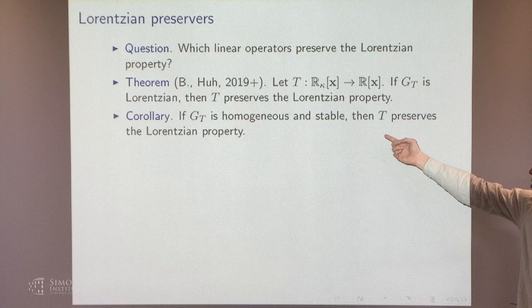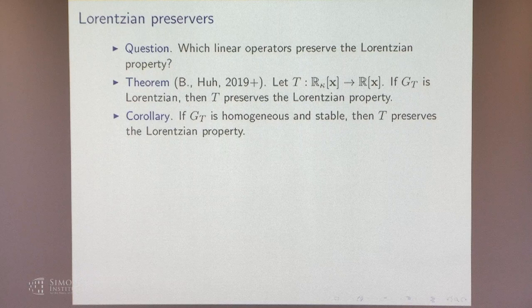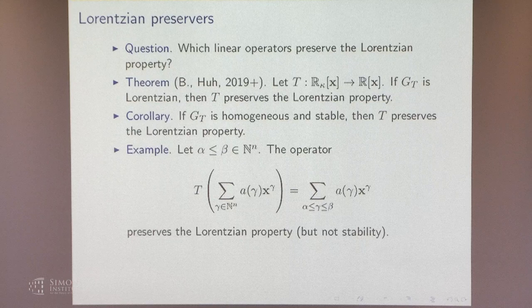If the symbol is homogeneous and stable, then we know that it is Lorentzian. So T preserves the Lorentzian property then. So this means that essentially, if T preserves stability and homogeneity, then it preserves the Lorentzian property. For example, differentiation or setting variables equal and so forth. But we can also get other kinds of operators such as this.